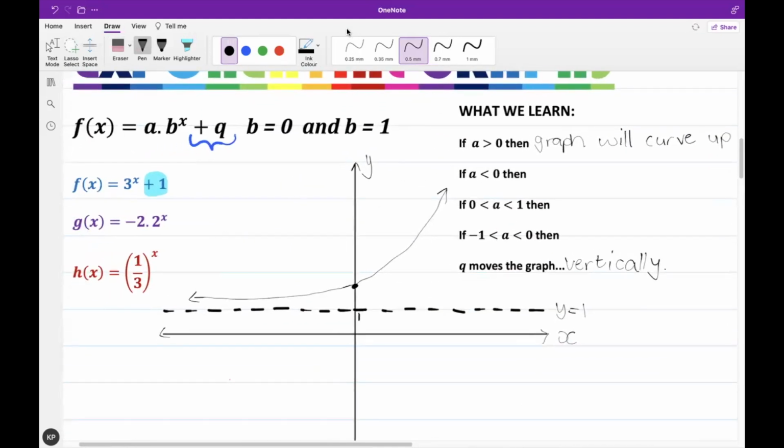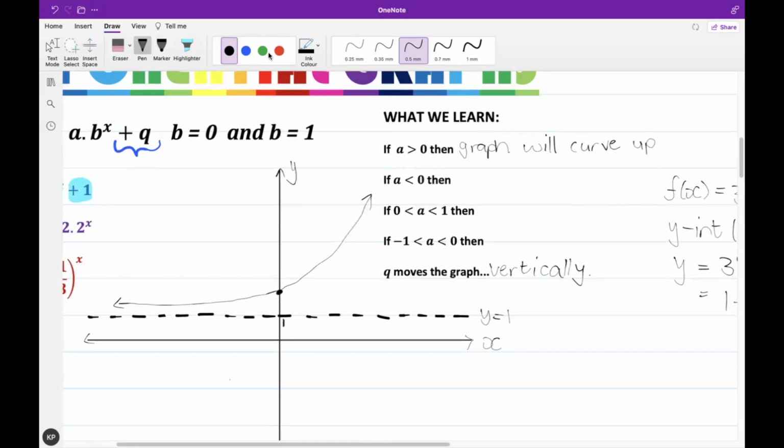All right. Before I move on to the next one, do you guys understand the curve? The first one. Are we good with that one? So we've established if a is greater than 0, then the graph will curve up, which means if a is less than 0, then the graph will curve down.